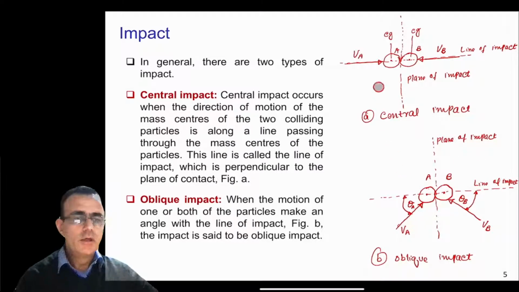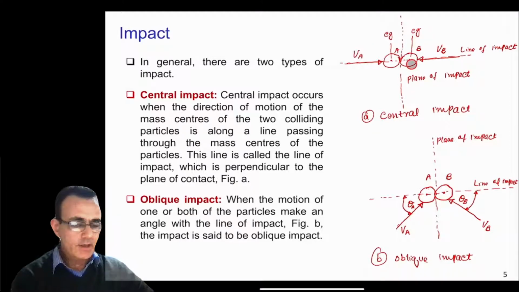Okay, so in the previous case, the central impact, it's relatively easy to deal with because normally in impact you will be given the masses of these particles. You will be given the velocities VA and VB before impact, and you will be asked to calculate the velocities after impact, which will be along this line in this central impact. So it will be just two unknowns.